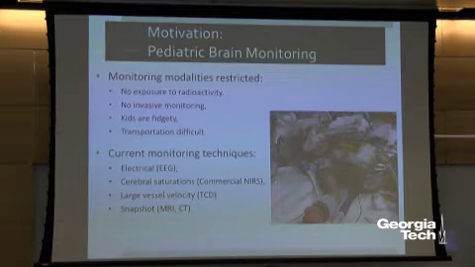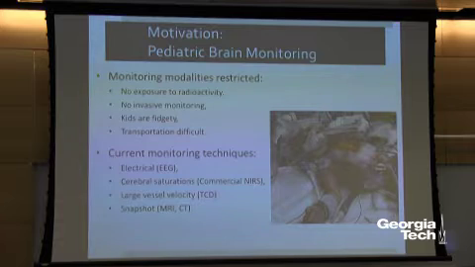That's not to say that there aren't modalities that can be used to study the brain in kids, right? There's EEG, which is used to monitor electrical activity, but doesn't tell us about the hemodynamics of the tissue. There's commercially available NIRS systems, which are really used as monitors of trends in cerebral saturation, but are hard to compare from patient to patient, and I'll talk about that a little more later. There's TCD, which is used to measure blood flow velocities in the large feeding arteries to the brain, but doesn't tell you about what's going on at the microvascular level.